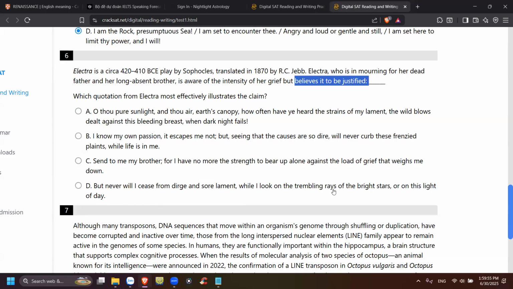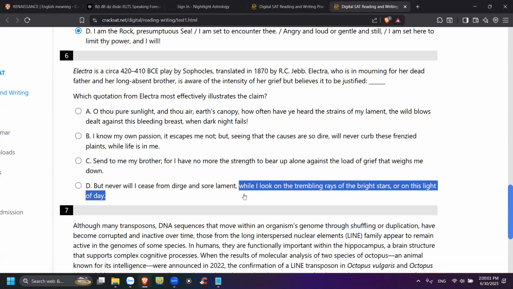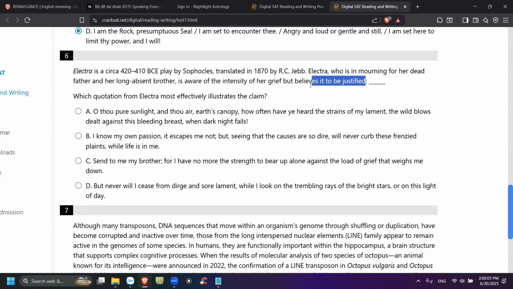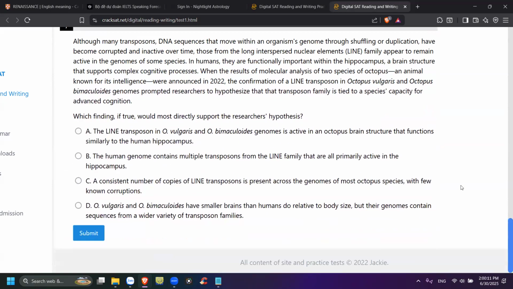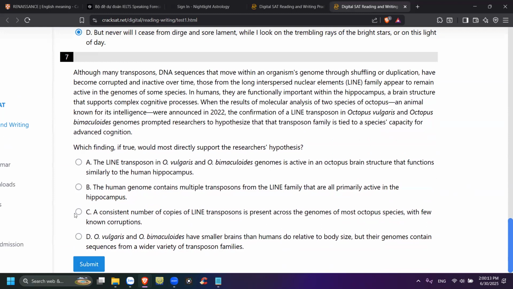So look at this one. "While I look on the trembling rays of the bright stars and on this light of day." It sounds like there are positive things. Yeah, it means that she sees the reason for it to be justified. Yes. So I choose D. Okay, and then the last one before I submit.